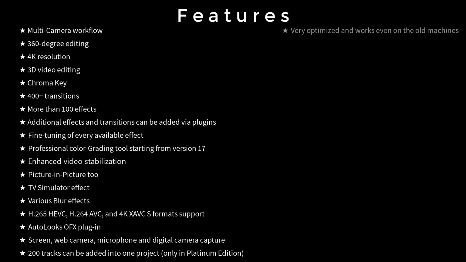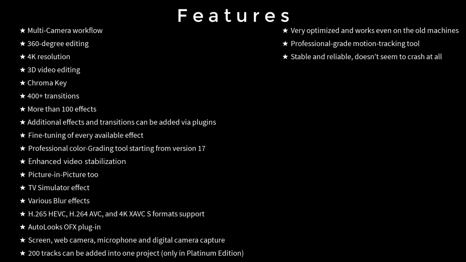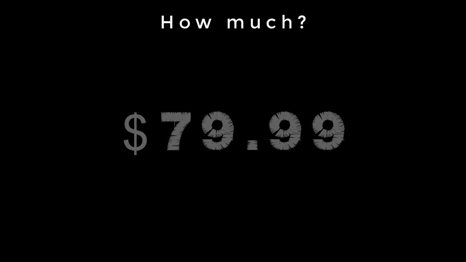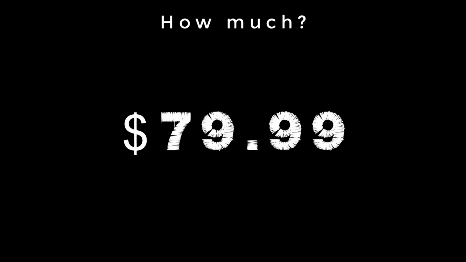Very optimized and works even on the old machines. Professional grade motion tracking tool. Stable and reliable, doesn't seem to crash at all. Hardware accelerated rendering. Animated text titles and overlays. Optical flow slow motion. With all the abundance of tools, effects, transitions and adjustments, Movie Studio Platinum is very cheap compared even to less powerful software. Its cost is just $79.99.